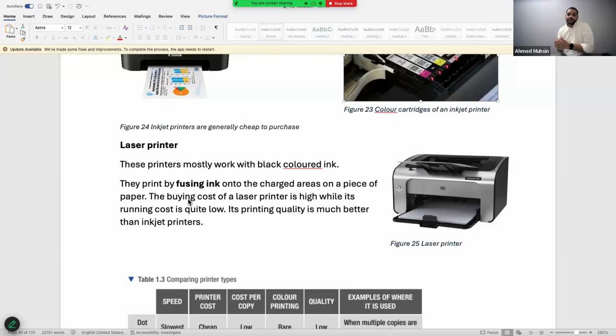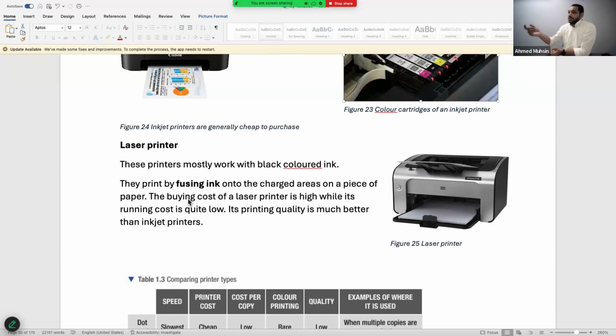Inside the printer, we have something called a drum. What will the drum do? The drum will bring the ink and paste it onto the paper. We don't say paste. What's the word we use? We use the word fuse. The drum fuses the ink onto the paper and then the paper comes out.